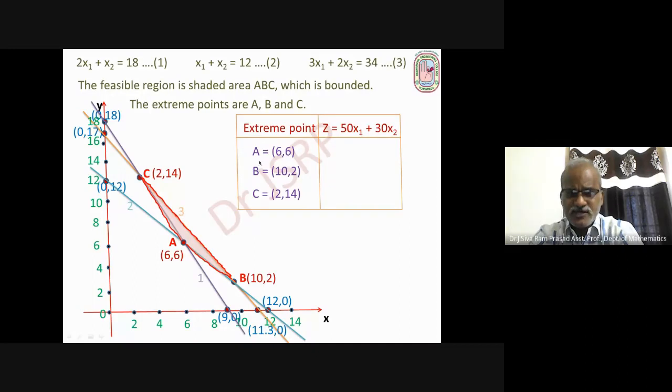Evaluate the objective function value at A. Substitute x1 6, x2 6. 300 plus 180, 480. Next, at B, substitute x1 10, x2 2. You get 560. So you simplify this. At C, put x1 equal 2 and x2 equal 14. So these are the objective function values at these extreme points.